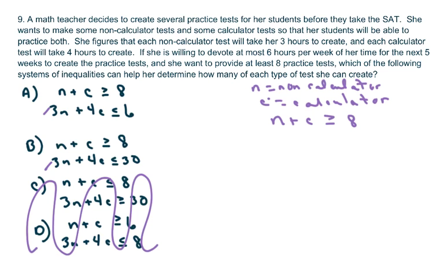She wants to spend 3 hours on the non-calculator and 4 hours on the calculator. And now we have to determine, are we going to use the 6 hours per week and multiply that by 5, or just do 6? So since we're looking for the full time, we're going to multiply 6 times 5. She doesn't want to spend more than 6 hours, so it's less than or equal to 5 times 6. So it's a total of 30 hours, basically. So our answer is B.